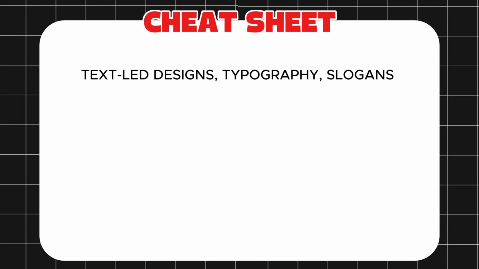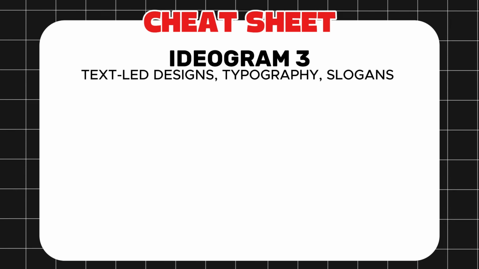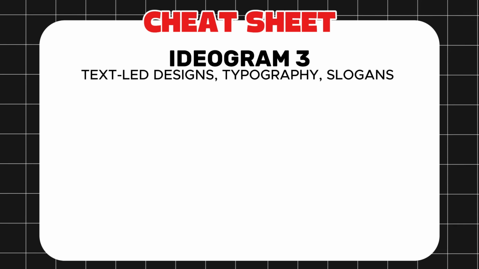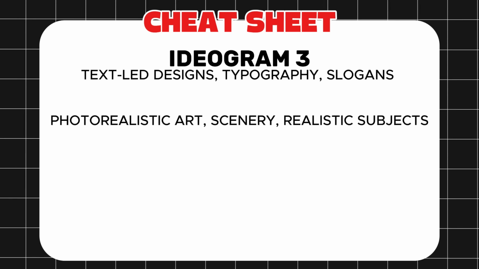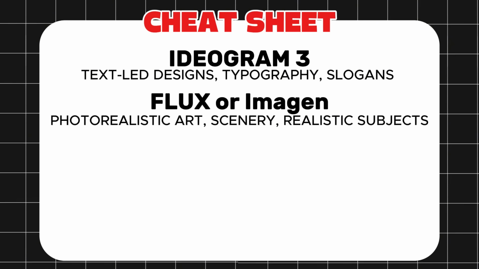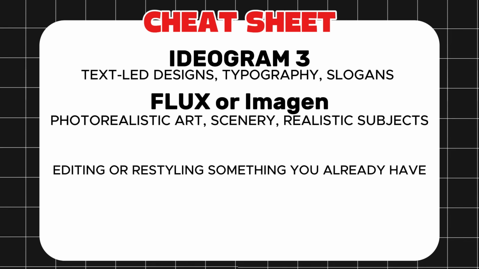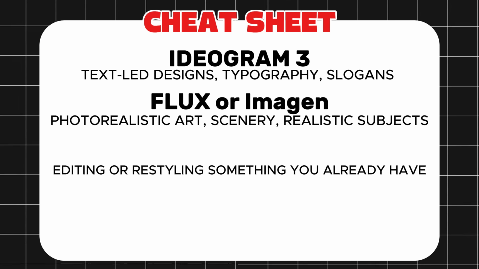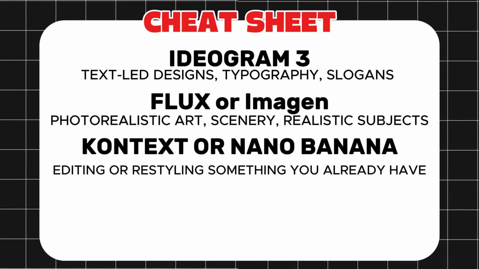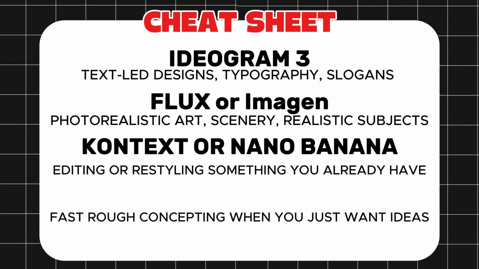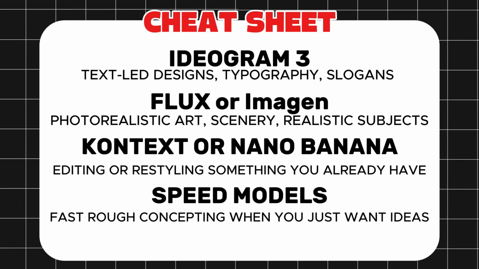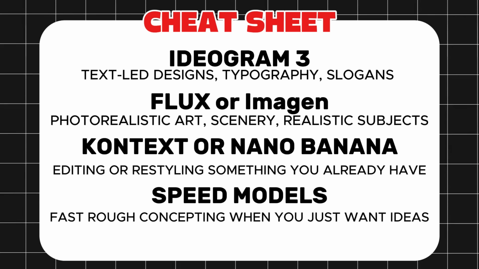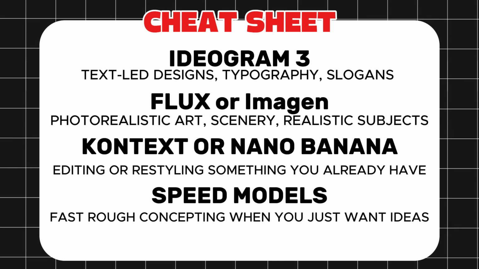Before you go, here's the cheat sheet so you never pick the wrong model again. Text-led designs, typography, slogans, Ideogram 3. That's your default for POD. Photorealistic art, scenery, realistic subjects, Flux or Imagen. Editing or restyling something you already have, the Kontext or Nano Banana models. Fast concepting when you just want ideas, the speed models. Match the model to the job and your hit rate goes up. Screenshot this part, that way it can help you out in the future if you have any questions.